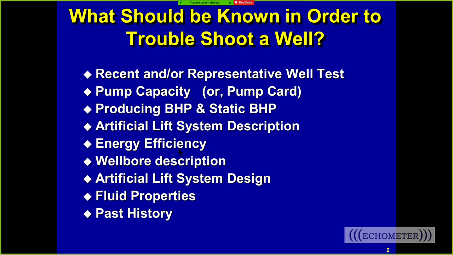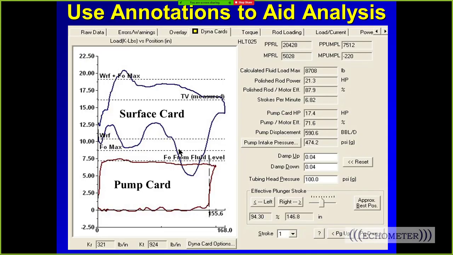The fluid properties, the oil gravity and water gravity, are used to calculate the weight of rods in fluid if there's no gas, and then you have to add the lightening effect of the gas to get an accurate gradient in the tubing. Also, you probably need the past history. So you need to know what's been problems in the well or problems in your field. You need to know how your production's declining and what your percent oil is. So all those things are important to troubleshoot a well.